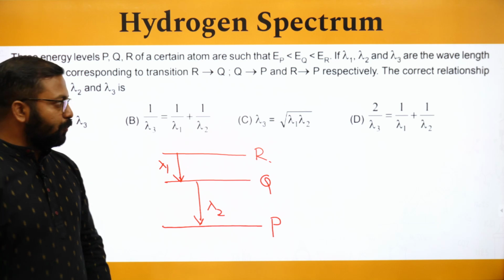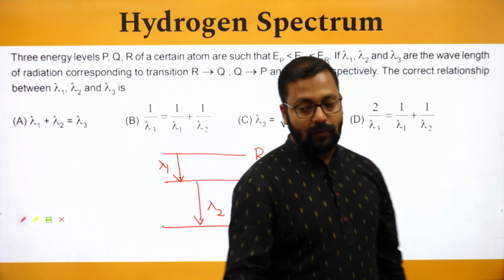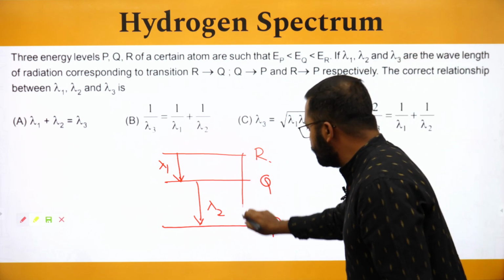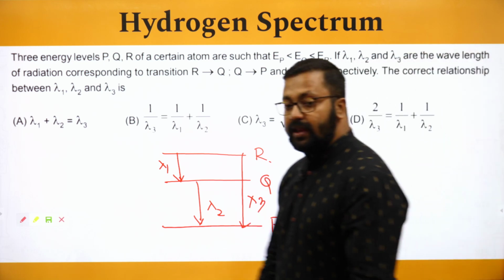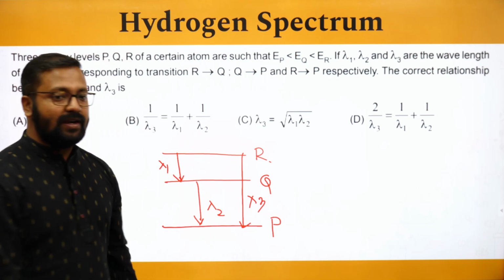Lambda 2 is Q to P. This is the wavelength of radiation which is emitted. And R to P is lambda 3. What is the relation between lambda 1, lambda 2 and lambda 3? How do we identify that?